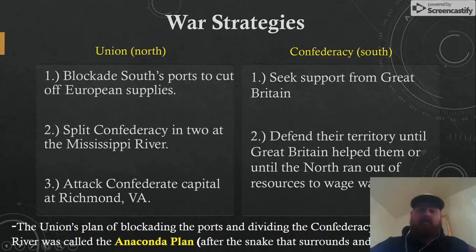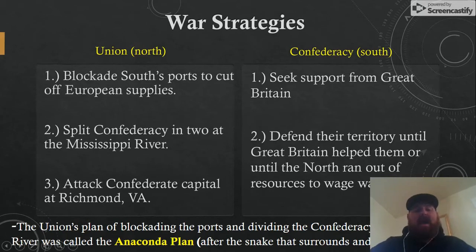All right, speaking of military tradition, let's look at their war strategies. The South had a plan to, one, they wanted to seek support from Great Britain, okay, so getting supplies, weapons, even men if they can. And number two is they wanted to defend their territory until Great Britain could come in and help them, or until the North ran out of resources to wage war, okay? Because the North also got a lot of their resources from the South. And so they wanted to withhold it so that the North would maybe eventually run out of resources unless they got them from somewhere else.